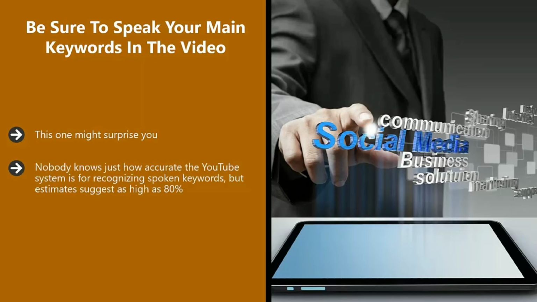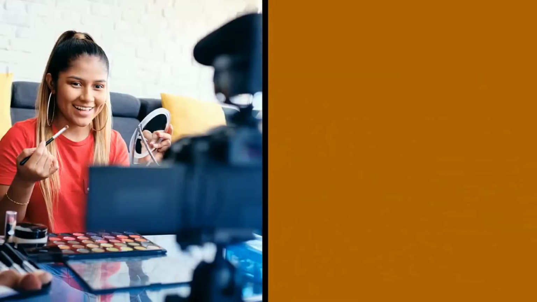Nobody knows just how accurate the YouTube system is for recognizing spoken keywords, but estimates suggest as high as 80%. This will continually improve, so it is really worth mentioning your main keyword and some secondary keywords in your video. Be sure to plan for this when creating your video script.